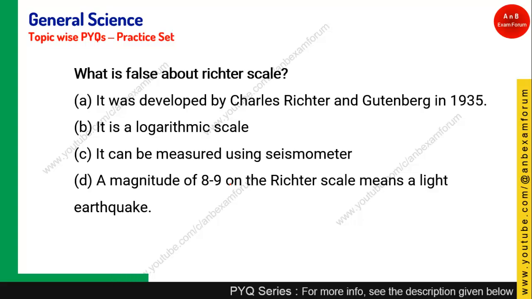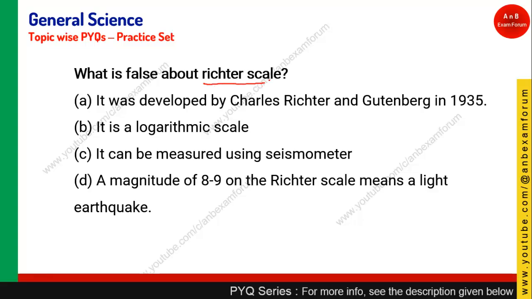Let's see, the question is about the Richter scale. What is false about Richter scale? Okay, so you know the Richter scale is used to measure the intensity of the earthquake. Let's see one by one. It was developed by Charles Richter and Gutenberg in 1935. Yes, it is true. It is developed by Charles Richter, and it is a logarithmic scale. It means that if we jump from one number to the next number, it increases in the power of 10. Okay, so it is a logarithmic scale.